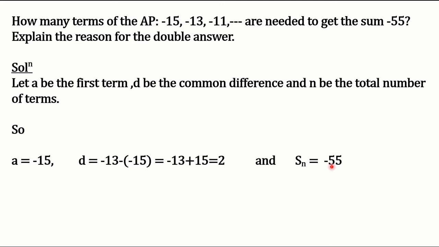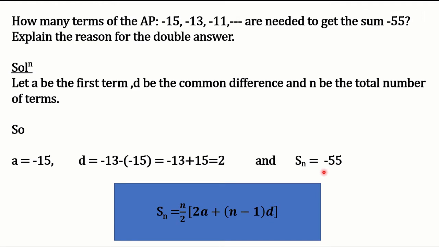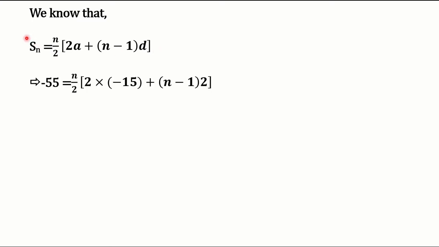To continue this question, we need to know one formula. We know Sn is given by n by 2 in bracket 2a plus n minus 1 d, where Sn represents the sum of first n terms of an AP. Sn is given by this formula. Now let's input the values. So Sn is minus 55, A is minus 15, and D is 2.